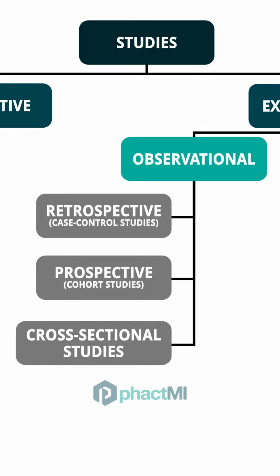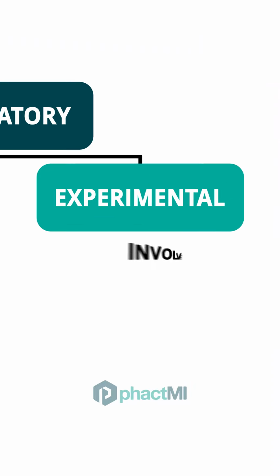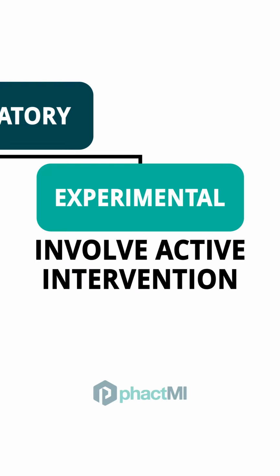Cross-sectional studies do not fit into retrospective or prospective categories. Here, exposure and outcome are measured simultaneously. Experimental studies involve active intervention. Researchers assign participants to treatment or control groups to test the effect of an exposure.